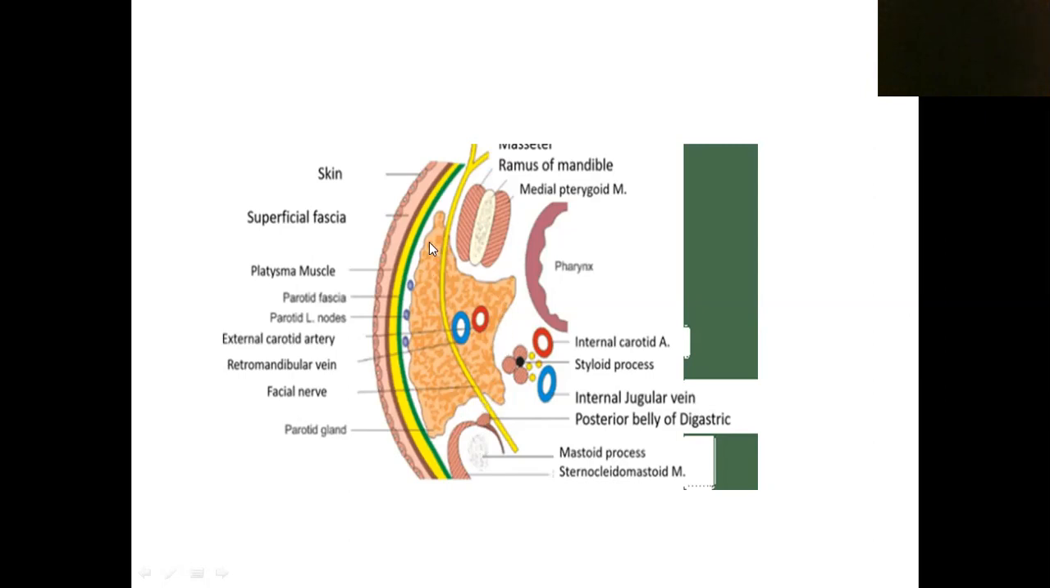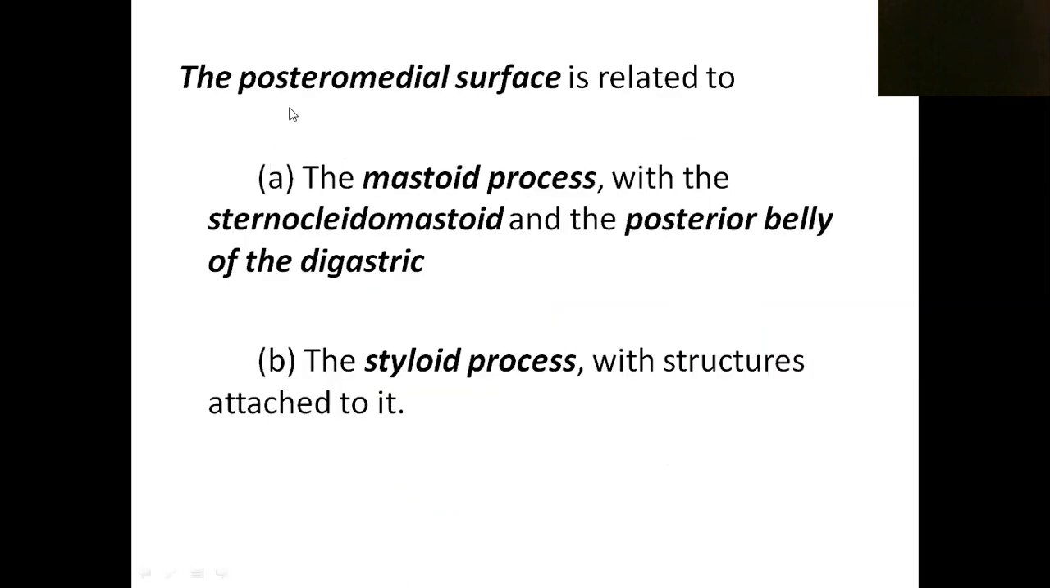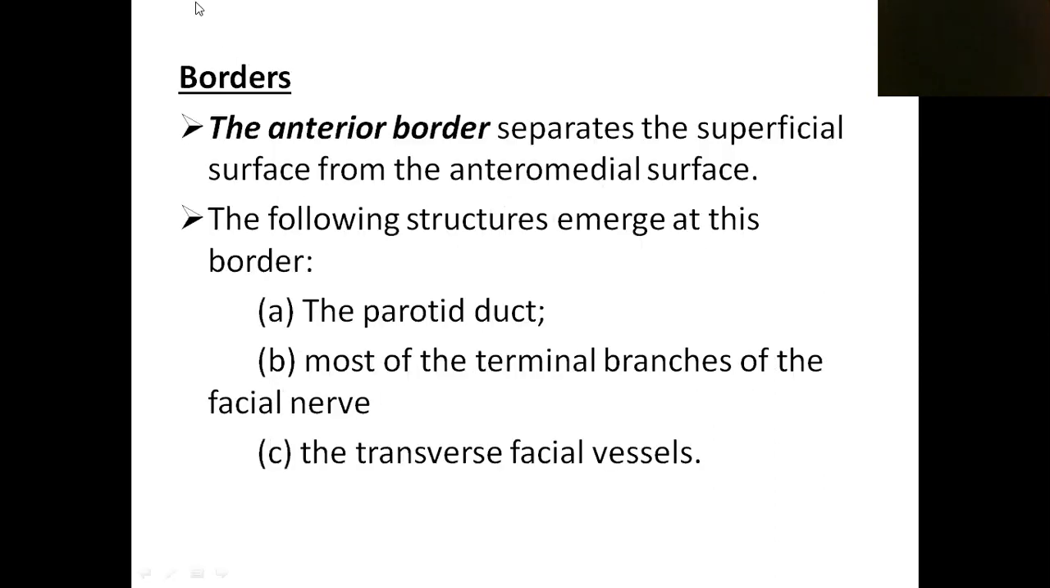So the surfaces are clear. Superficial surface: skin, superficial fascia, deep fascia, and parotid lymph nodes. Anteromedial surface: ramus of mandible, masseter muscle, medial pterygoid muscle. Then the posteromedial surface is also clear: mastoid process and its muscles like sternocleidomastoid and posterior belly of digastric, and styloid process with its muscles like styloglossus, stylohyoid, stylopharyngeus. So apex, base, and surfaces are clear.